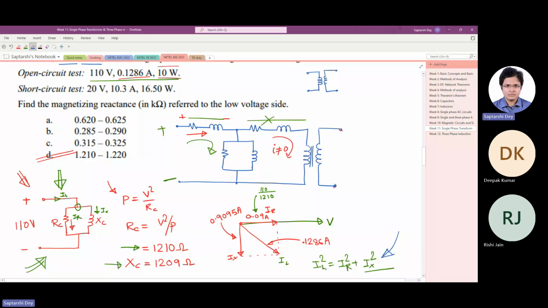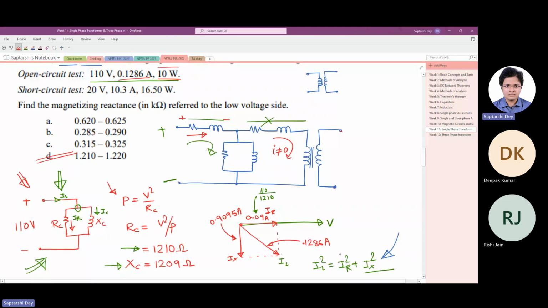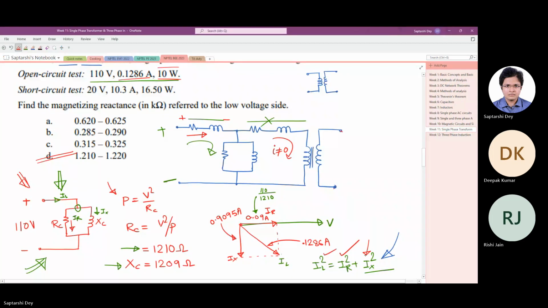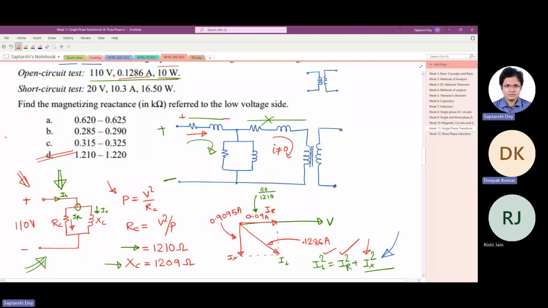So in this equation, this is known to us. This is known to us. We can find out IX. Yes, yes. XC can be found. XC is 110 divided by 0.9095. So that's all we can find out from the open circuit test.